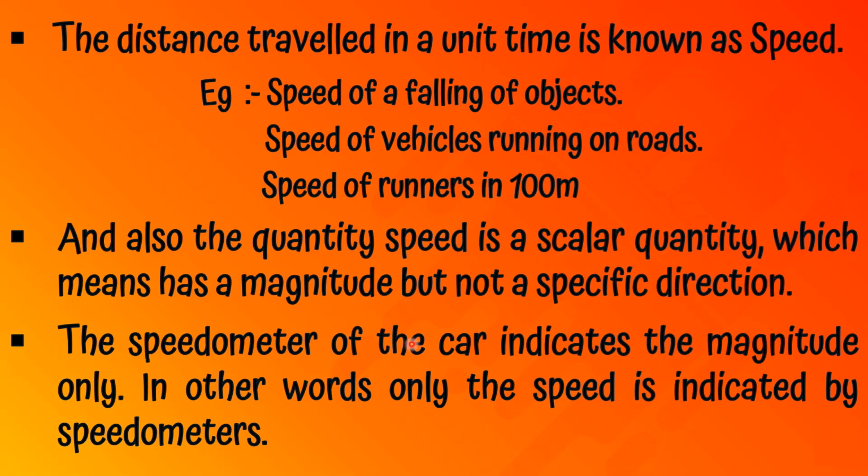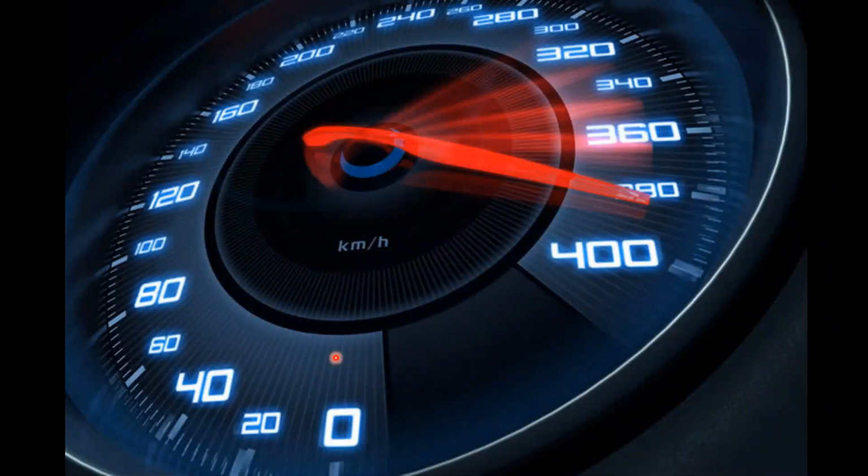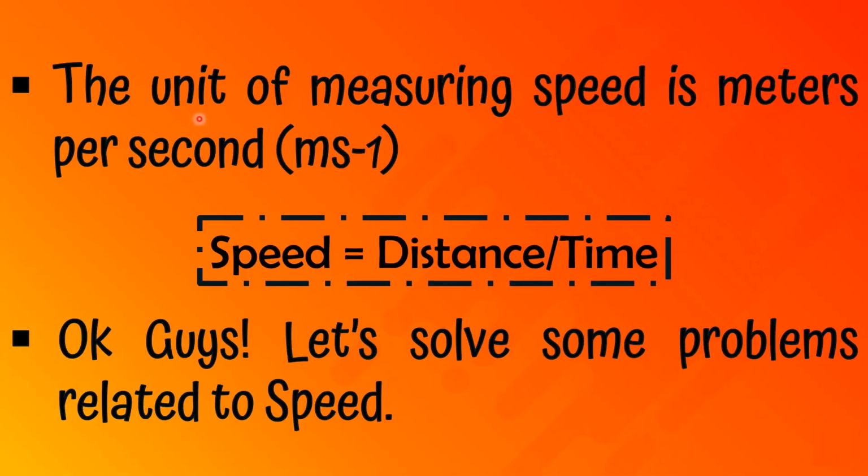The speedometer of the car indicates the magnitude only. In other words, only the speed is indicated by speedometers. So, we can conclude that speed is a scalar quantity. The unit of measuring speed is meters per second, ms minus 1. The equation to find speed is speed equals distance divided by time.